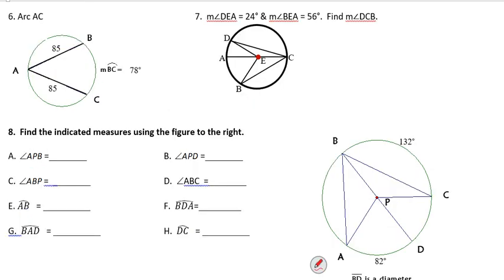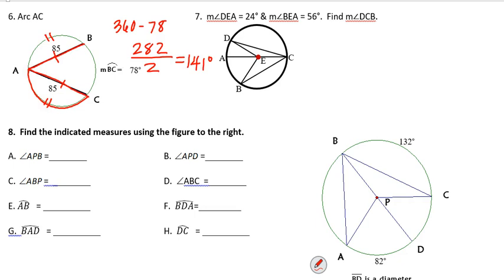So for number 6, we should notice that we have chord AB is congruent with chord AC. That means that my arcs up here, arc AB, is congruent with arc AC. So we're looking for arc AC down here. I know that that's not going to include my 78, so I'm going to do 360 minus 78. And that gives me 282. And then because these two arcs are congruent, I'm just going to divide that by 2 to find one of them. So that's 141.